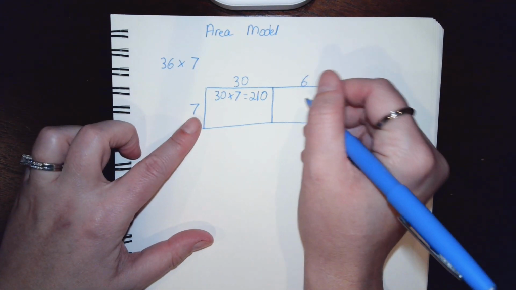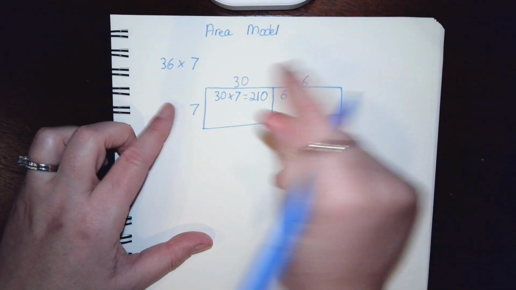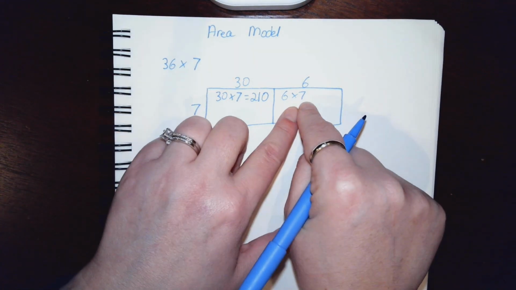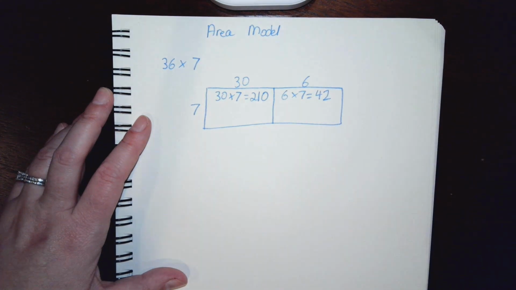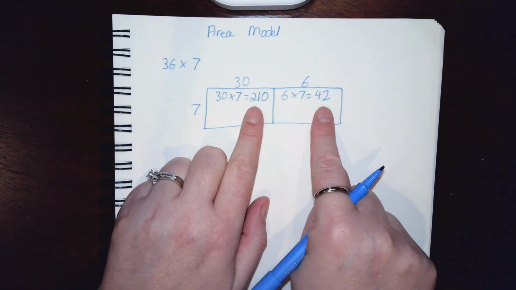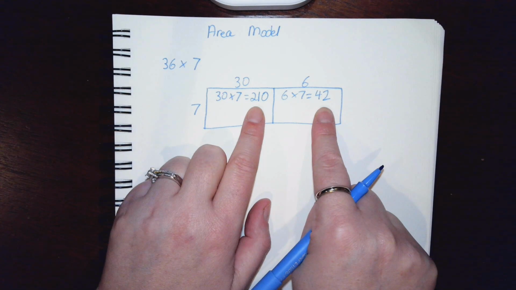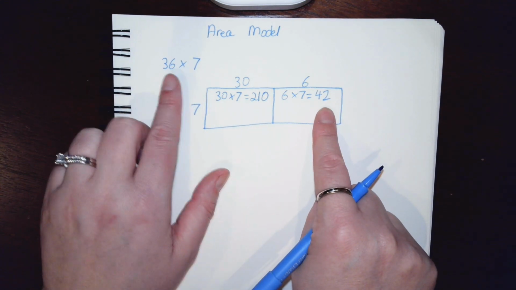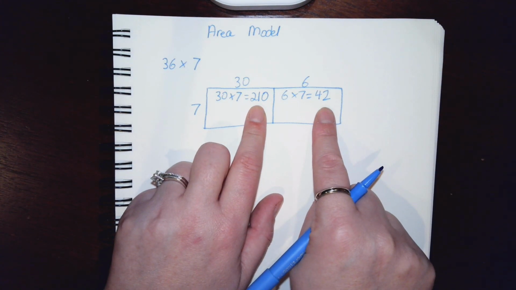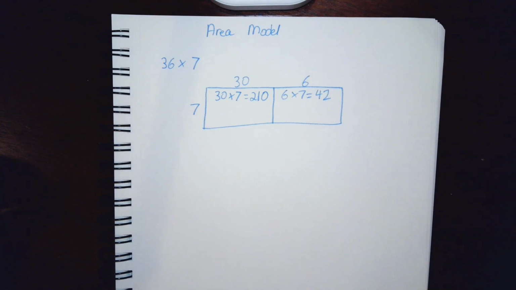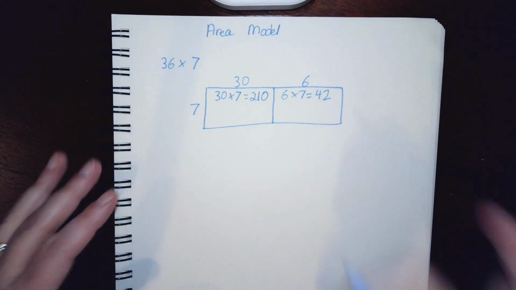Then I'm going to multiply this 6 times 7. So I multiplied 30 times 7, now I'm doing 6 times 7. 6 times 7 is going to give me 42. Now, what these are called are partial products, because you will recall that the answer to a multiplication problem is our product. Well, here I have two products for that multiplication problem, so that's why we call them our partial products. And how do I find the total when I'm given two partial products? I have to add them together.